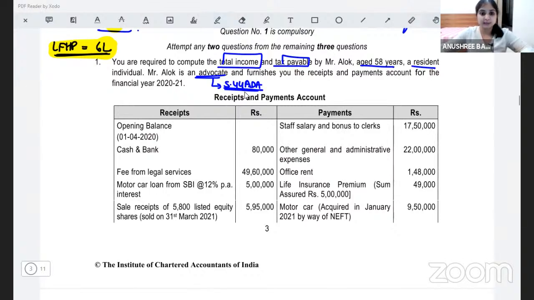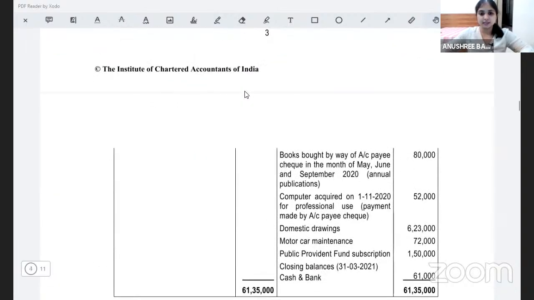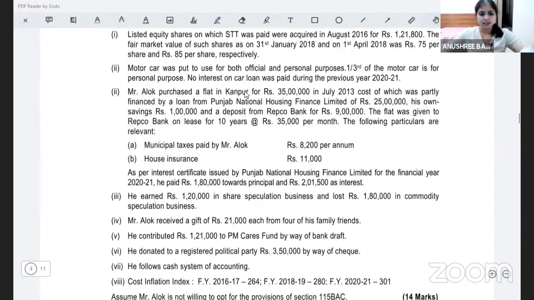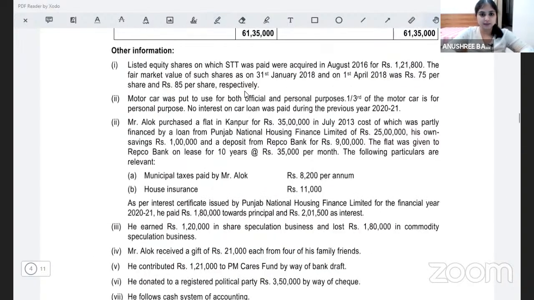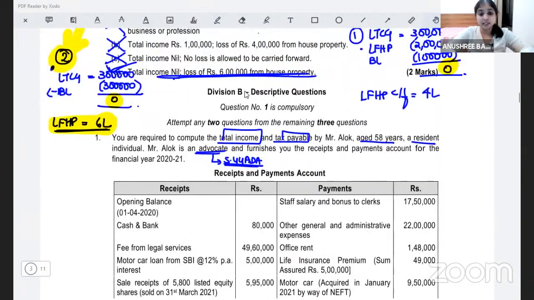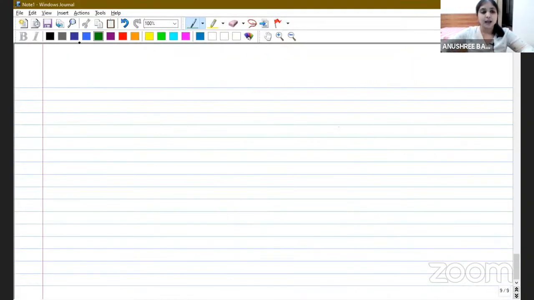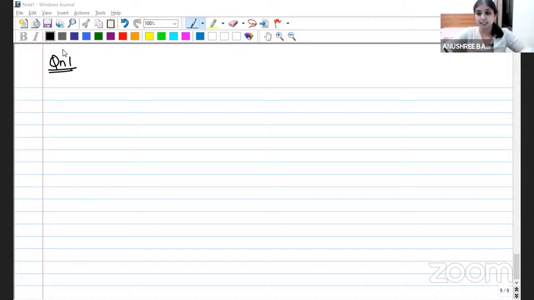He furnishes you the receipts and payment account for financial year 2021. They have given us his receipts and payments account, and a whole set of adjustments. And then they are saying, assume Mr. Alok is not willing to opt for 115BAC, which means regular provisions of income tax we will be applying. They have asked us to compute his total income and tax liability. All right. So I will start working out the question, and we'll keep making our calculations then and there simultaneously. That is how we are going to proceed with this question.